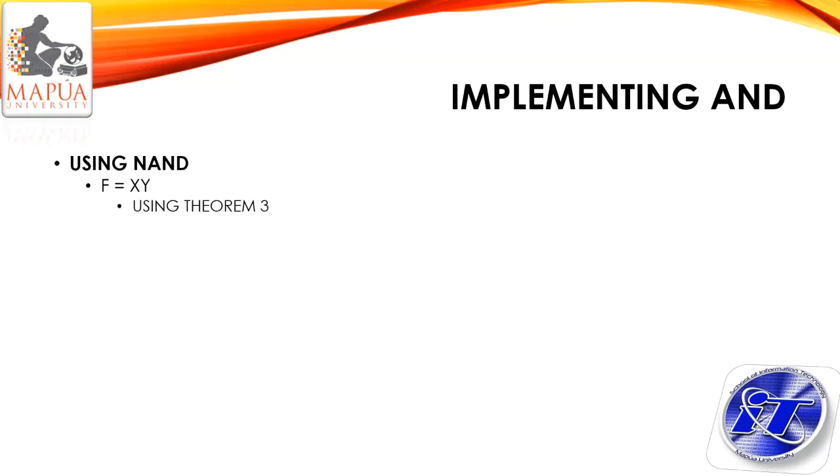So using theorem number 3, which is double negation, we can introduce negation to our equation. So we have xy with a double NOT, and the NOT of xy is a NAND. And we also have a NOT, and we all know that NOT can be implemented using NAND based on the previous slide. So using this equation, this will be our circuit.